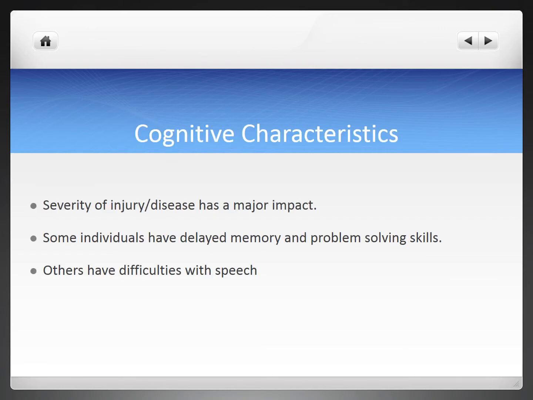In quadriplegia, the severity of an injury or disease can have a major impact on the cognitive characteristics an individual shows. In some individuals, there may not be any cognitive characteristics or delays shown at all. In others, however, delayed memory or delayed problem-solving skills have been shown to come about. Another characteristic individuals will show is difficulties with speech. Again, everybody is different, and this needs to be assessed on a case-by-case basis.